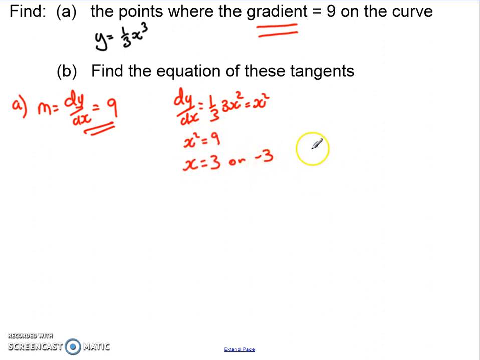Remember back to the video where I talked to you about the one where we had to take the positive and negative value into account for a squared. We have to remember to do it for this one as well. So it's x squared is 9, x can be 3 or negative 3.